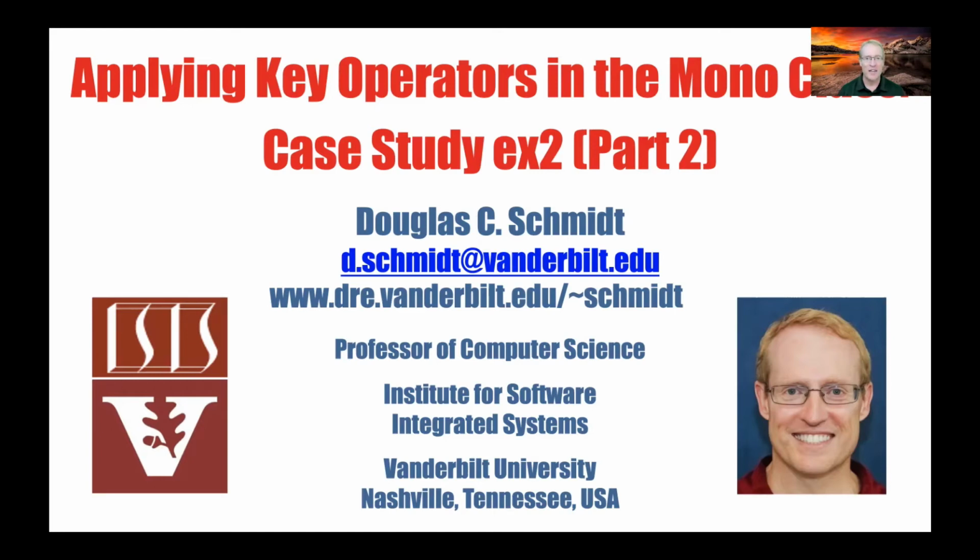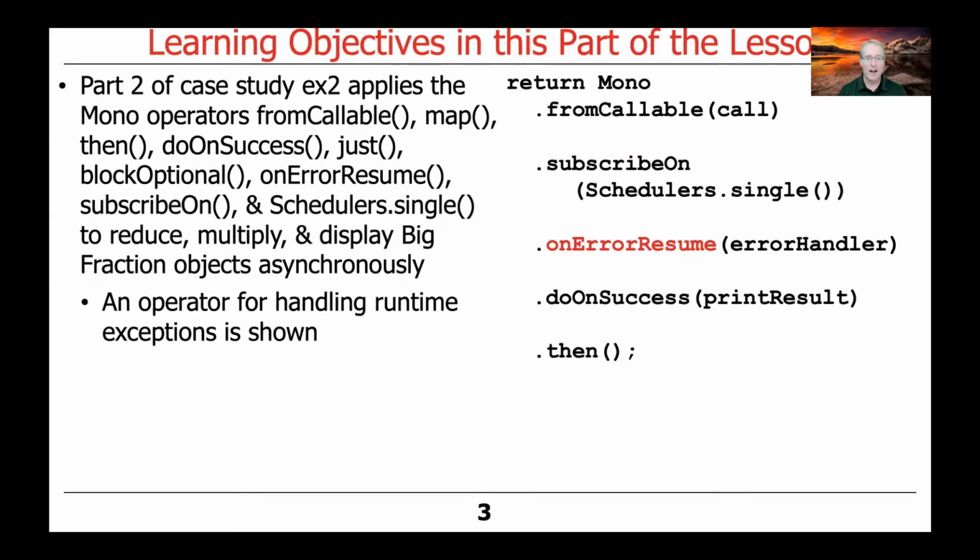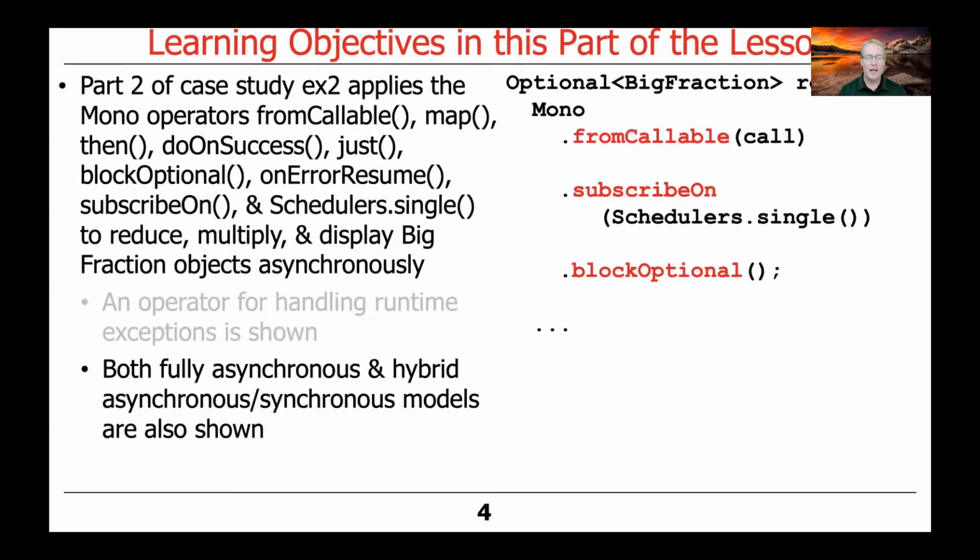Welcome to part 2 of case study ex2, where we'll continue to show how to apply key operators in Project Reactor's Mono class. Part 2 of this case study will show many of the same operators we looked at before, as well as some new ones that will be used once again to demonstrate how to reduce, multiply, and display big fraction objects asynchronously. An operator for handling runtime exceptions is shown, and we also show yet another way to handle both fully asynchronous as well as hybrid synchronous asynchronous processing to carry out the computations.